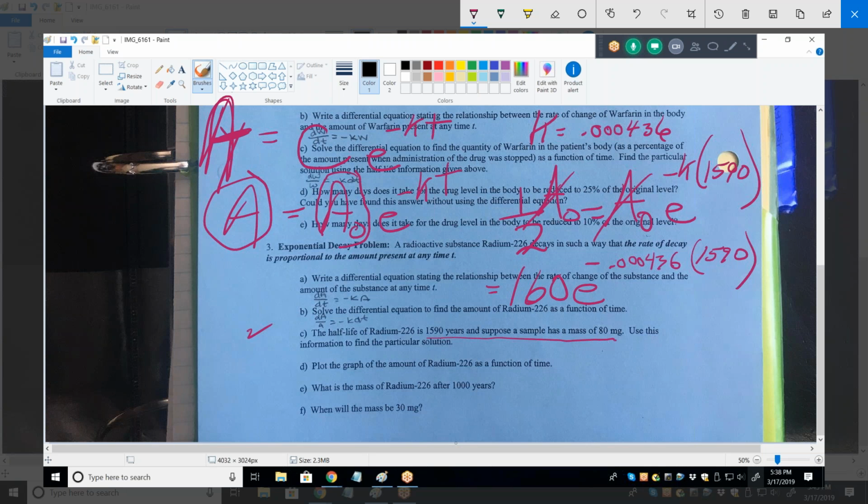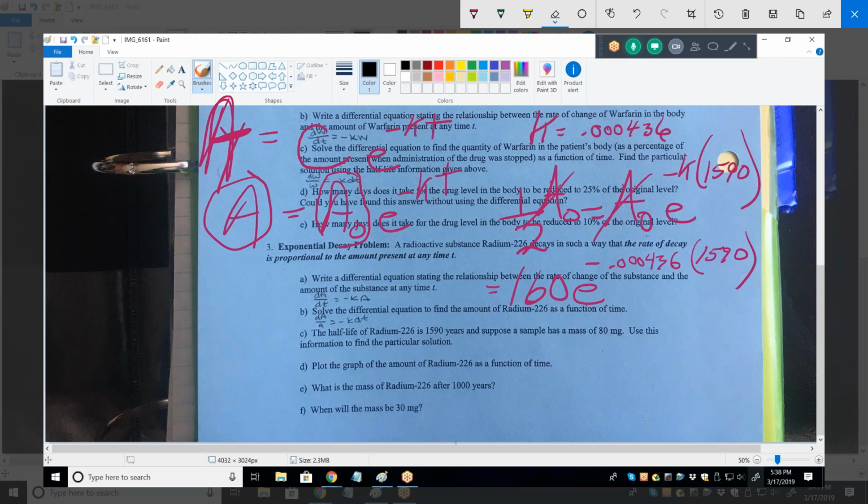And I don't think it should matter. I don't think it's still going to allow us to calculate C. So all we know is that whatever C is, every 1590 years it goes down by half. So it becomes half C. So what am I missing here?